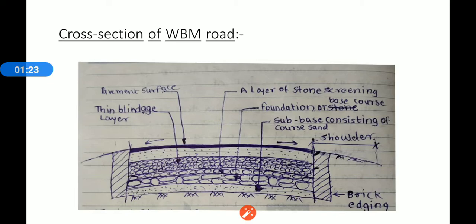Also below that, a foundation or base course. It's made up of aggregate or boulders. Below that, the subbase consists of coarse sand, which means it's prepared with sand. Shoulders are also provided on the road, and brick edging. This is brick edging, also provided for the side of the road.